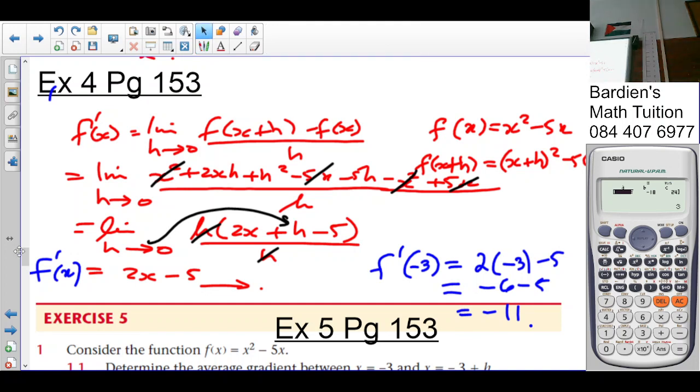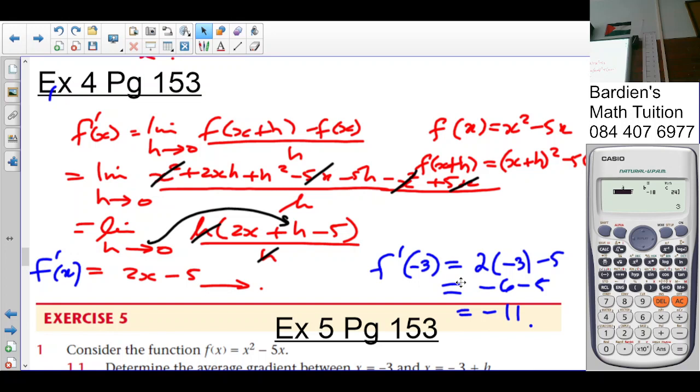So the question says, what's the difference between the two? But we know what this is, no? We say f prime of x, what is that? The general gradient anywhere along the curve. Not so? Whereas when we substitute this negative 3 in, that means to say it is the gradient of the tangent to the curve at x is equal to minus 3. Okay? In this case, it's going to be negative 11.